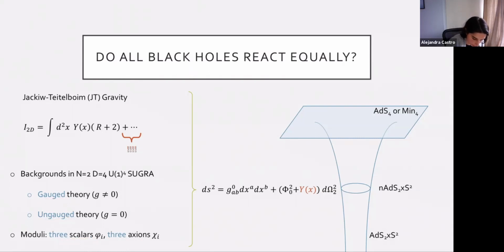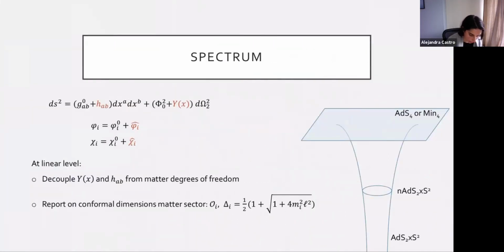So the first thing that we're going to do is look at the spectrum. When you back react the geometry, when you move away from this AdS2, you start here and then you kick it up. Of course there's going to be a deformation of the size of the sphere, that's fine. But we want to do a good job here, so we don't want to be sloppy. If you want to do this properly, you have to see if the metric is back reacting and if the scalar fields are back reacting as well.